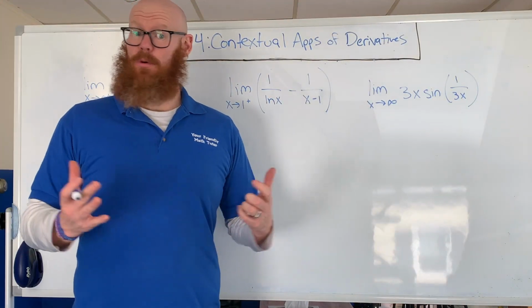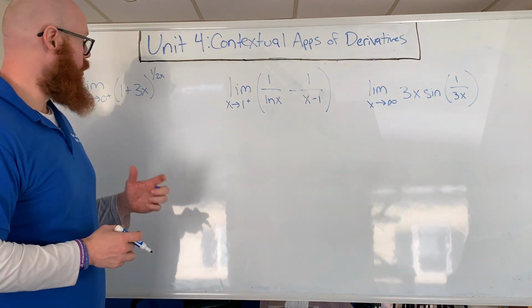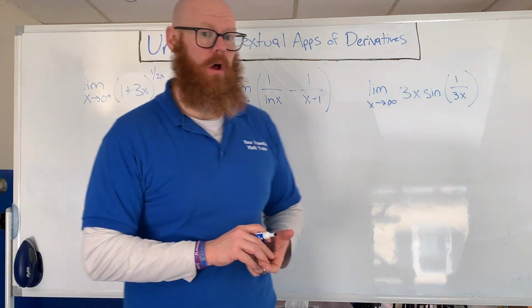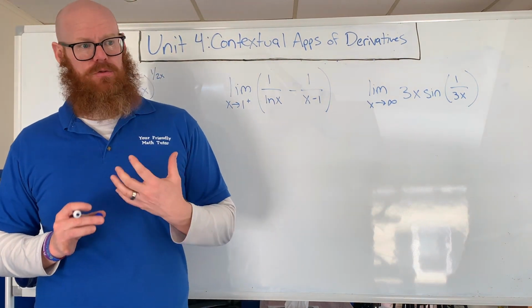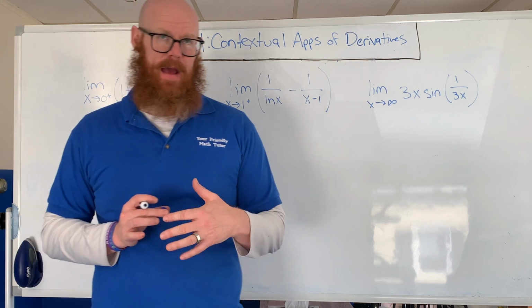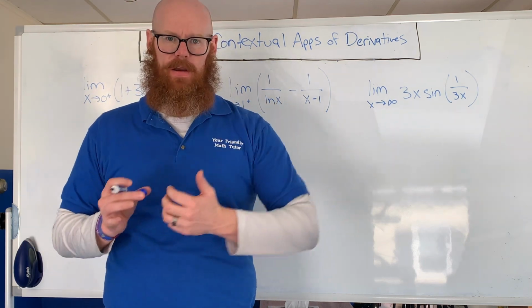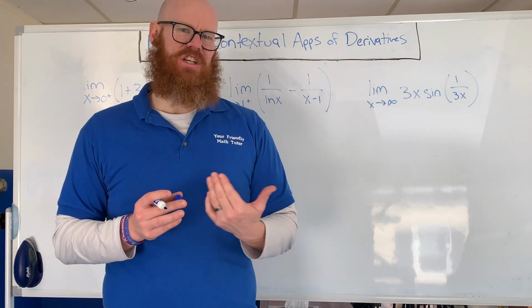All right, let's move on to our last topic. We're going to do some more examples of L'Hopital's rule. So if you watched last week's video, we talked about how L'Hopital's rule is used for limits that are either 0 over 0 or infinity over infinity. They are called indeterminate forms.